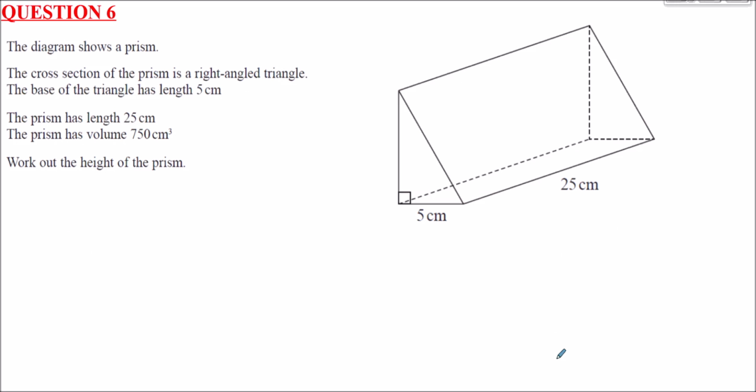The diagram shows a prism. It's a triangular prism because the front and back is triangular. The cross-section, like it says, is right-angled. The base of the triangle has length 5. The prism has length 25. The volume is 750. Work out the height of the prism.